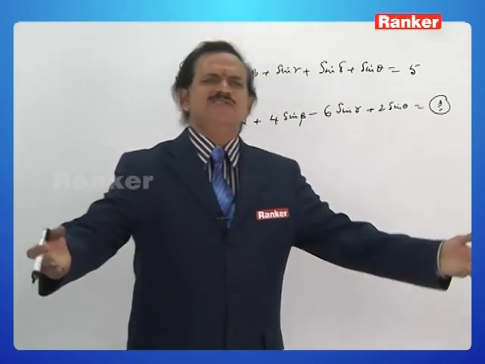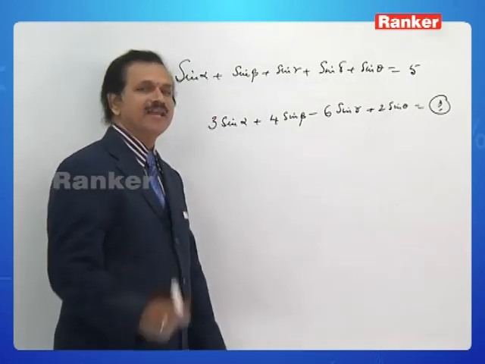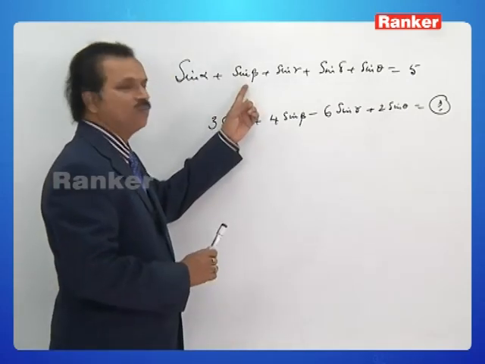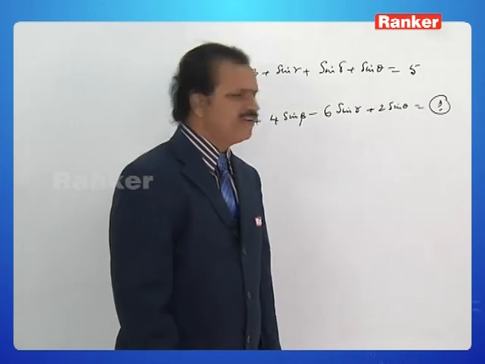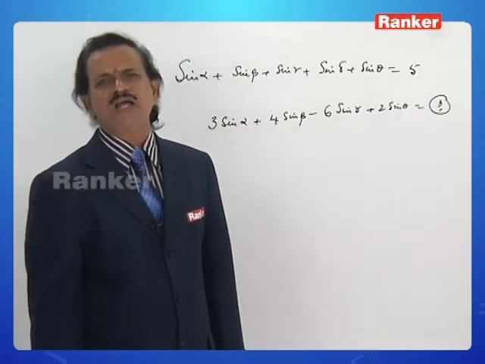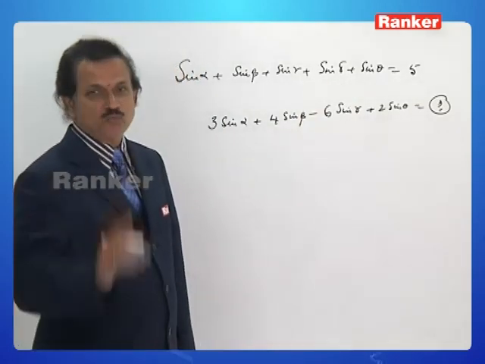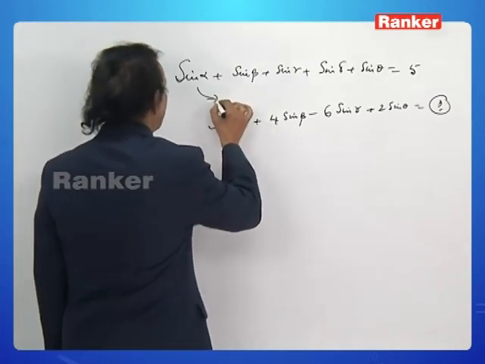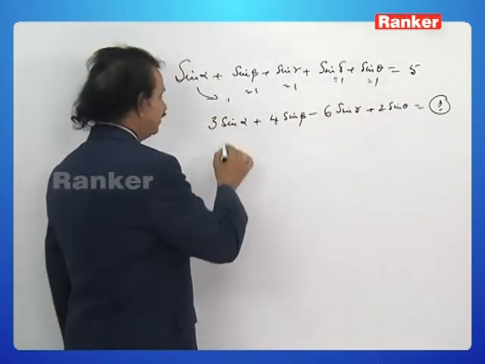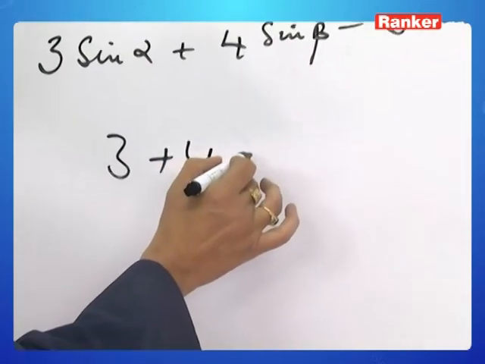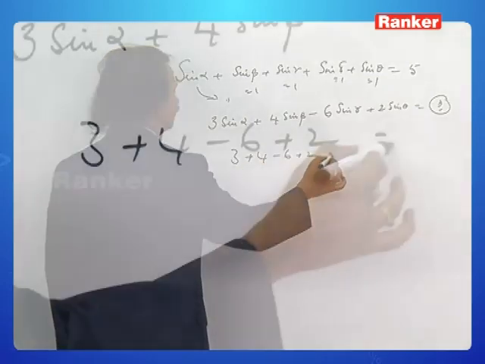One of the simplest ideas, of course, solves this problem. Look here, sine alpha can never exceed 1. Any sine ratio, sine alpha, sine beta, sine gamma, sine delta, sine theta, each of them can never exceed 1. But the total is becoming 5, isn't it? It happens when and only when each is equal to 1. 1, 1, 1, 1, 1. 3 sine alpha, 3. 4 sine beta, 4. 6 sine gamma, 6. 2 sine theta, 2. Total 3 plus 4, 7 plus 2, 9. 9 minus 6 is 3. 3 is the right answer.